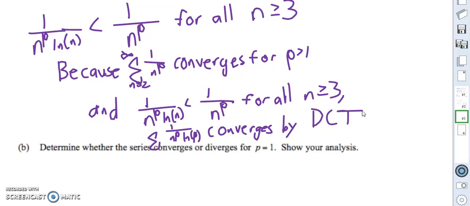Hopefully that made sense. That was a little bit tricky, that we had to forget about the fact that 2 didn't necessarily work for direct comparison and just think about 3 onward.